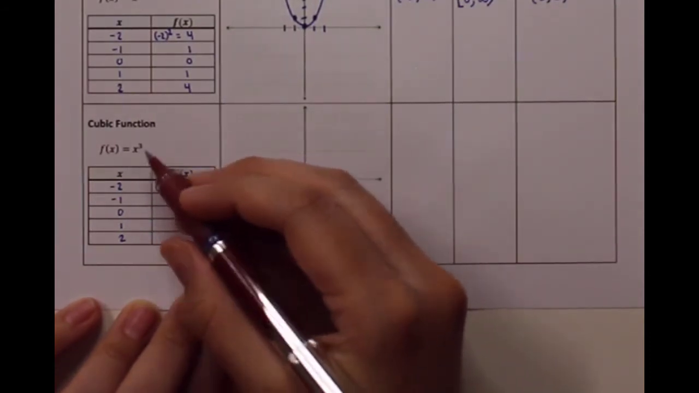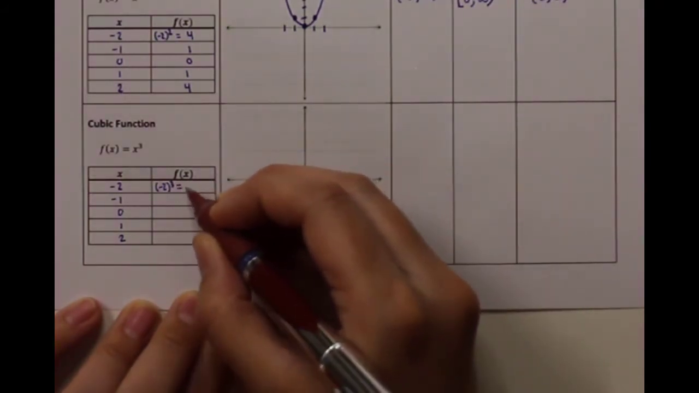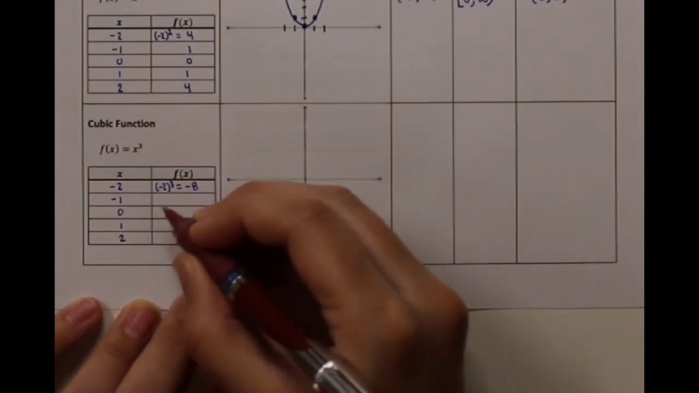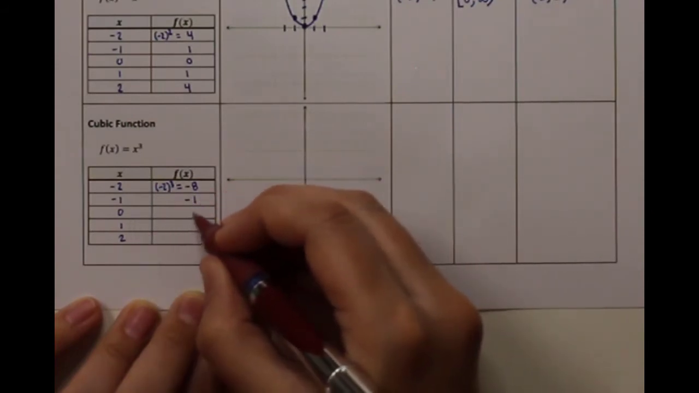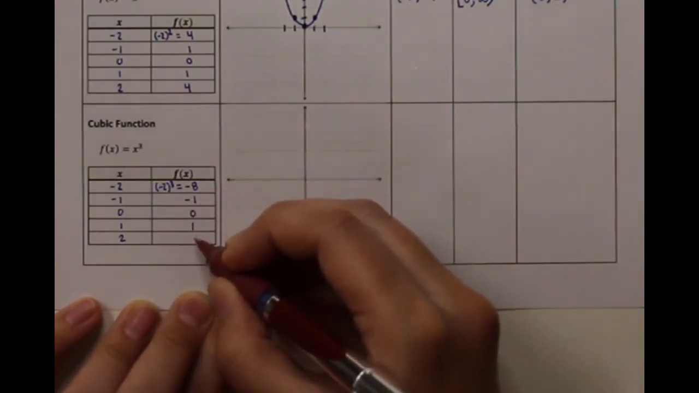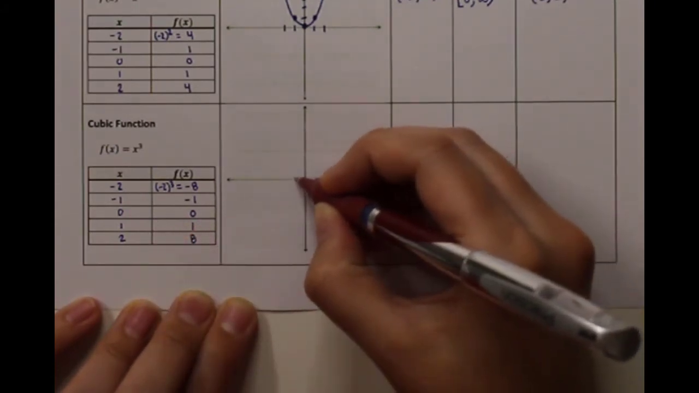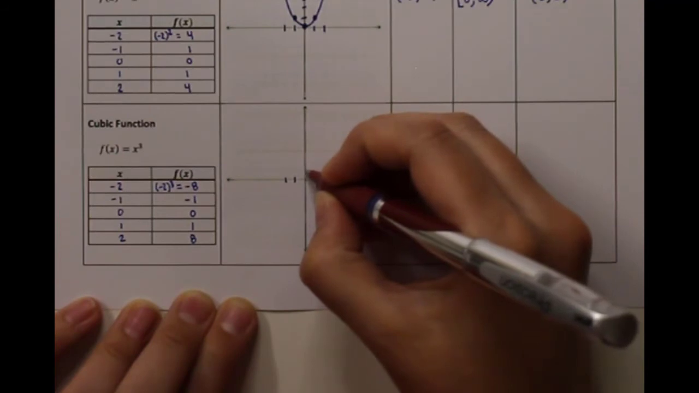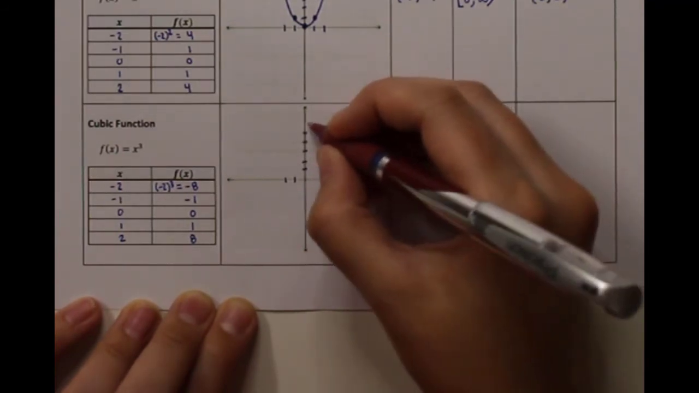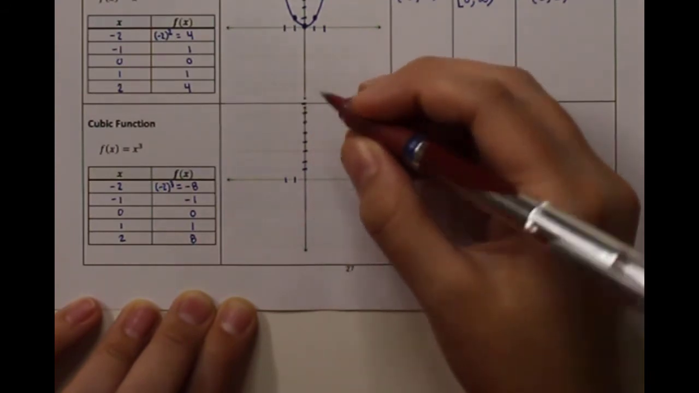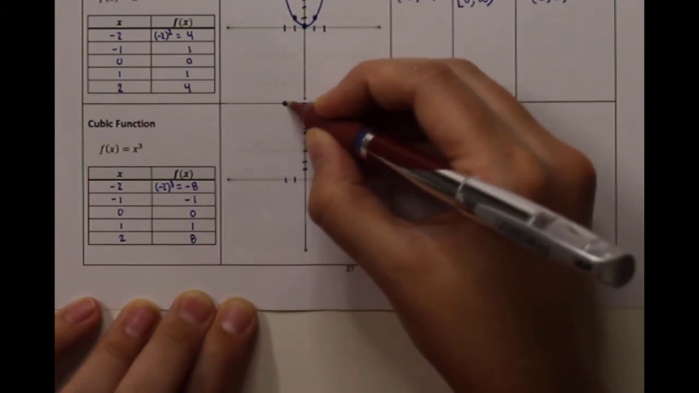When I plug in my -2, that would be -2 times itself 3 times, and would become -8. -1 cubed, or to the third power, is -1. 0 cubed is 0, 1 cubed is 1, and 2 cubed is 8. 2 times 2 times 2. So let's plot those points. -2, and then go up 1, 2, 3, 4, 5, 6, 7, 8. We're actually off our coordinate system just a little bit, but that's okay. It's still there, it's just not quite in the picture.